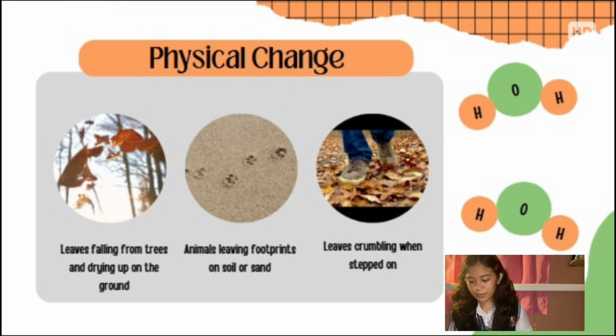For number three, we have leaves crumbling when stepped on. Leaves crumbling when stepped on is a physical change because only the size, shape, and texture of the leaves are altered. It is an example of physical change because the leaves crumble when stepped on, changing the once whole leaf into smaller pieces.